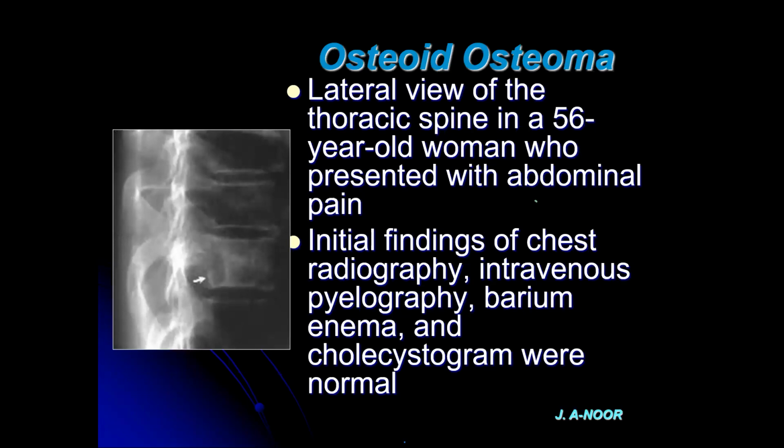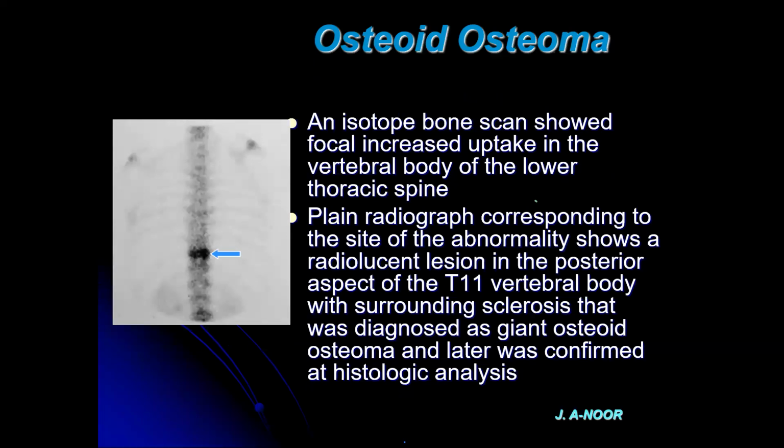This is an osteoid osteoma shown in the lateral view of the thoracic spine in a 56-year-old woman who presented with abdominal pain. Initial findings of chest radiography, intravenous pyelography, barium enema, and cholecystogram were normal. An isotope bone scan showed focal increased uptake in the vertebral body of the lower thoracic spine. Plain radiograph corresponded to the site of the abnormality, and it shows a radiolucent lesion in the posterior aspect of the T11 vertebral body with surrounding sclerosis that was osteoma and later was confirmed at histological analysis.